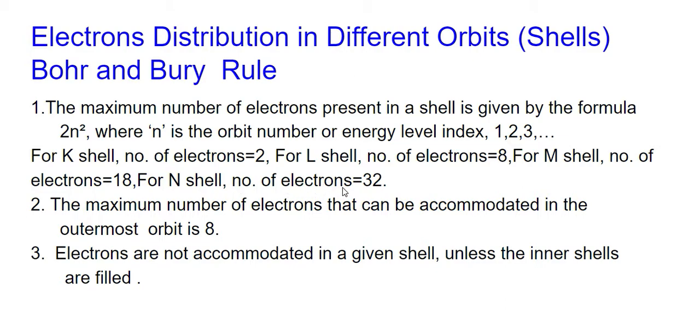Now, for the distribution of these electrons, there are still further rules. Second rule, the maximum number of electrons that can be accommodated in the outermost orbit is 8. After that, the electron moves on to the next orbit. Third point, electrons are not accommodated in a given shell unless the inner shells are filled. So you cannot fill the outer shells directly. You have to start from the K, L, M, N shells like this.